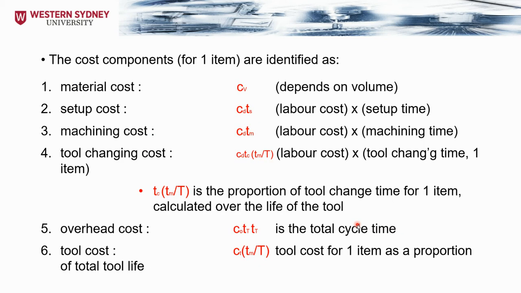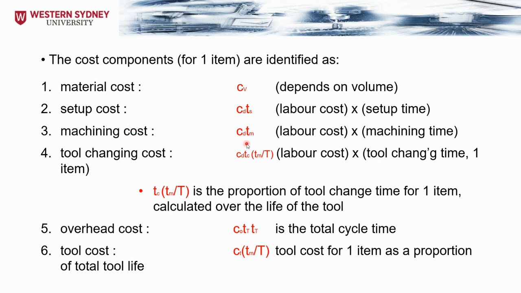So the cost of the components for one item are going to be identified as the material cost, which depends on the volume of the material we are going to use. The setup cost, which is going to be the CD multiplied by the TS, which is labor cost multiplied by the time of the setup. For example, you are going to put the part on the device. It's going to take you something about 2 minutes. So 2 minutes is going to be divided by 60 minutes. This will give you the time in hours. Then you're going to multiply it by the cost of the labor per hour. For example, it's going to be $60 every hour. So this will be the setup cost.